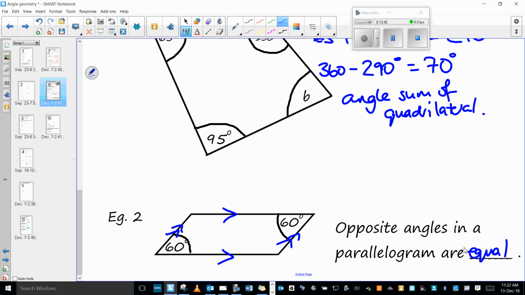Because if it was 90 degrees, it would be a square. So is a square a rhombus? A square is. A rhombus is not always a square, because a square has 90 degrees. But are all angles non-equal in a rhombus? No. Are any of them equal? Yes, 2 pairs, because we know that the opposite angles are equal.